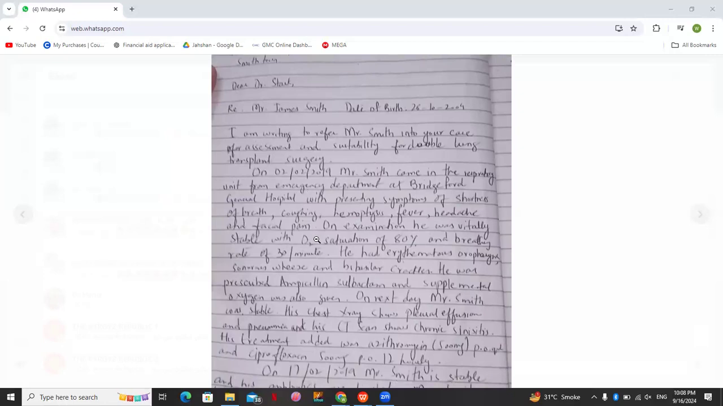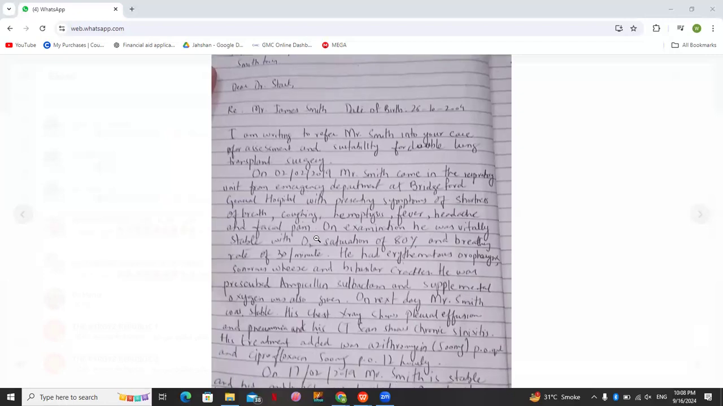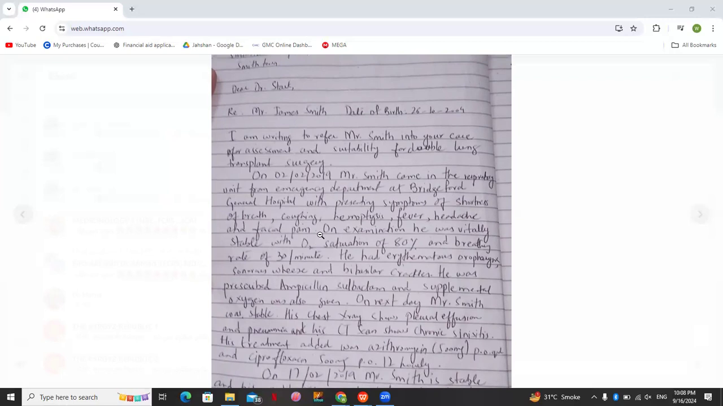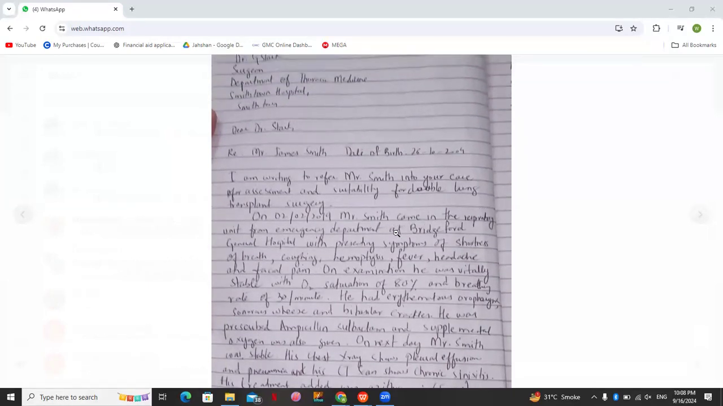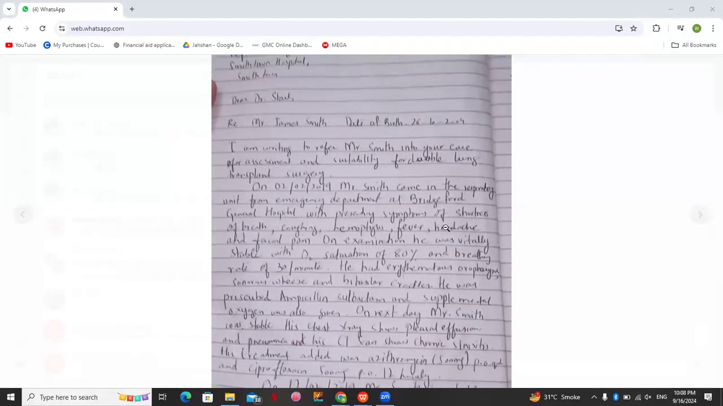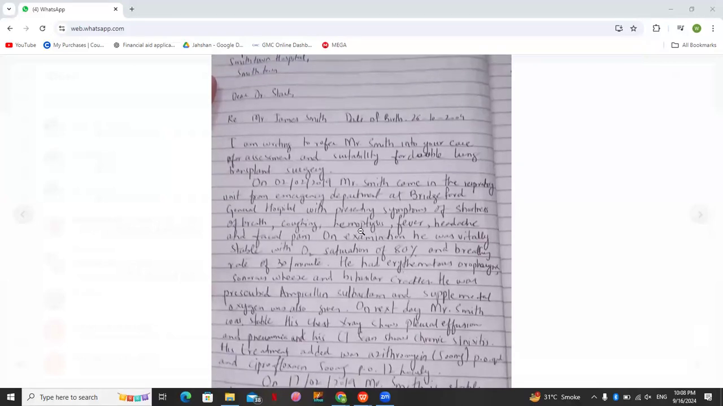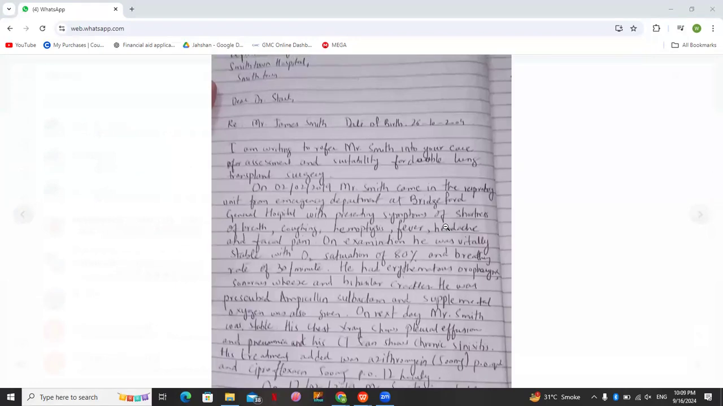Came in the respiratory unit from emergency department at, see, you don't need to write that the patient came from this hospital to that hospital, from this department to that department, irrelevant. Important thing is symptoms. So write dates, name, and then symptoms. Shortness of breath, coughing, hemoptysis, fever, headache, and facial pain.